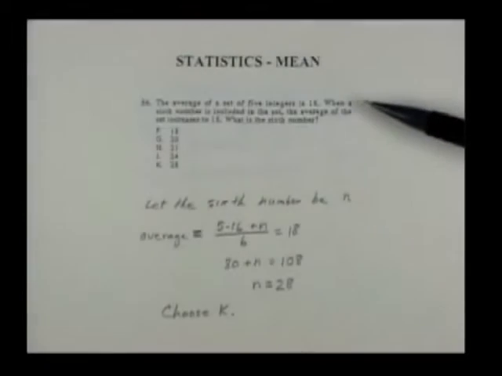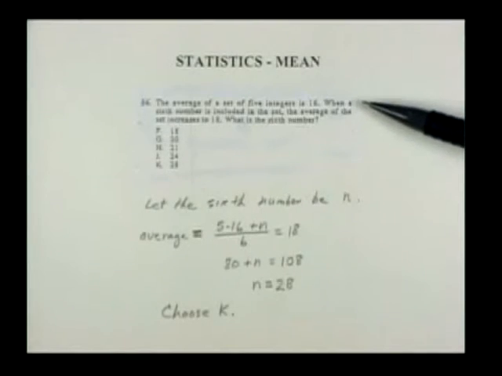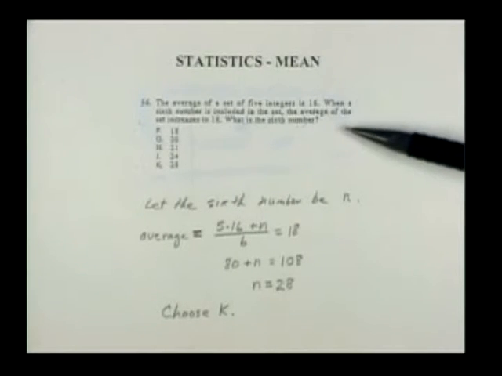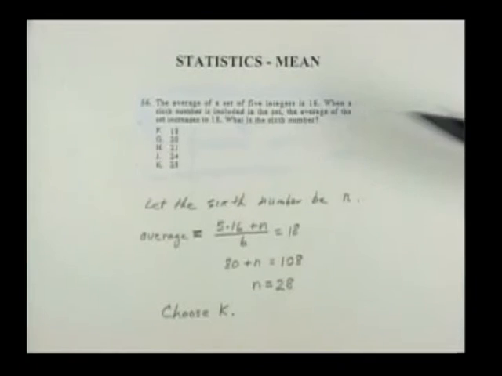The average of a set of 5 integers is 16. When a 6th number is included in the set, the average of the set increases to 18. What is the 6th number?